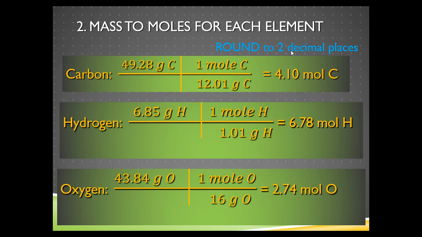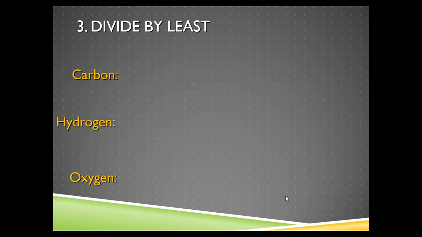All right, the third step says divide by the least. Well, the divide by the least means the lowest answer for here. So which one of these is the lowest answer? Well, I hope that you guys say that this one is 2.74. That is the least. You're going to divide each of these answers by this one because it's the lowest. Okay, so in the next slide, I have that here.